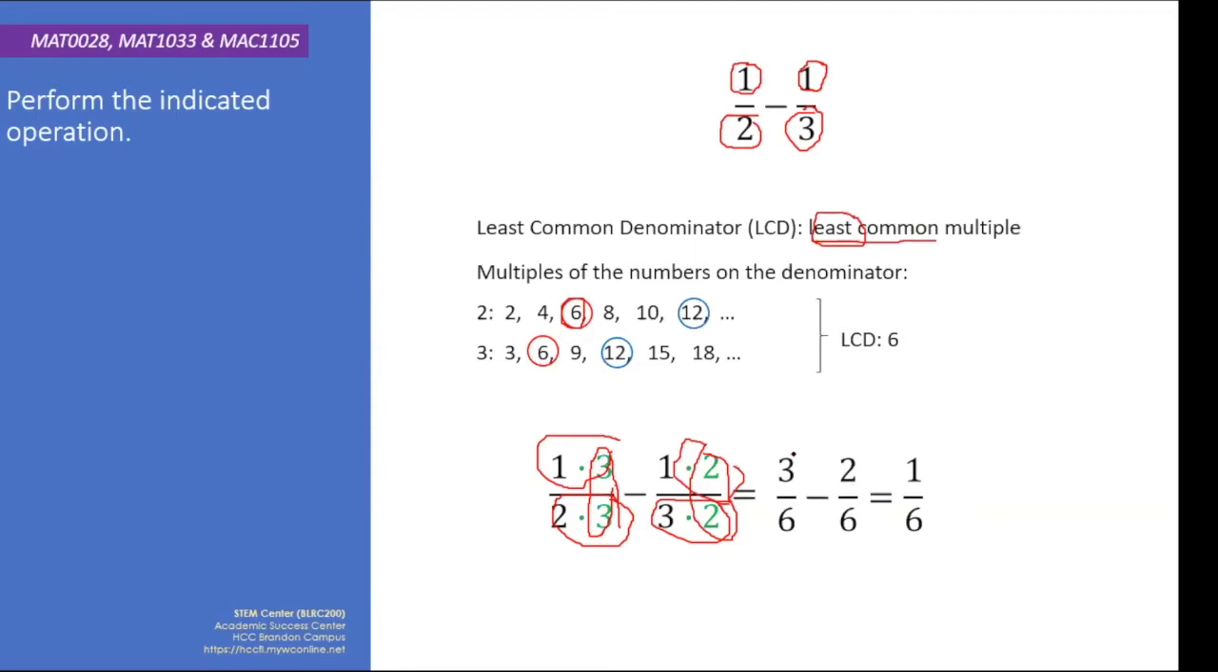And so we can now conduct the multiplication on the top and the bottom, and we get these two fractions. And now that they have the same denominator of 6, all we have to do is just do the subtraction with the numerators. So 3 minus 2, which gives us 1. And so our answer is 1/6.